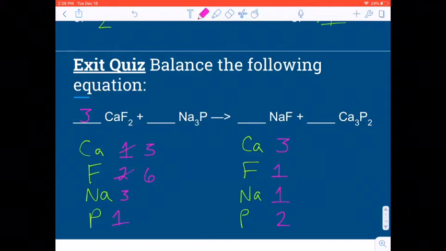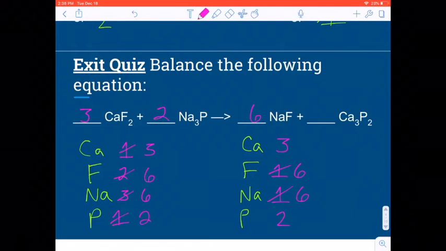So let's go to the right side. We have 1 fluorine, easy, throw a 6 in front. Now you have 6, and that also changed your sodiums to 6. Back to the left side, you had 3 sodiums to begin with. You got to bring those to 6 now. So if you multiply them by 2, that's now 6. And that changed your phosphoruses to 2, which they were already 2 on the right side. So that's all you need to do to balance that equation.